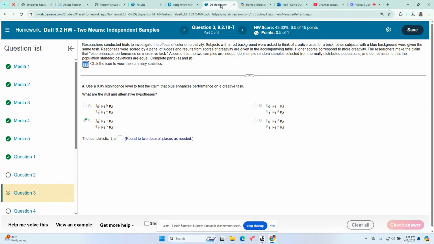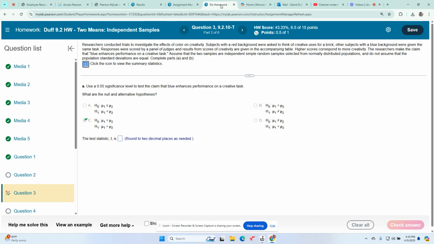All right, so let's take a look at 9.2 homework question number 3. In this particular question, our researchers are investigating the effect of color on creativity. They have subjects that have a red background and subjects that have a blue background, and they're both asked to think of creative uses for a brick. Responses were scored by a panel of judges, and the higher the score, the more the creativity.